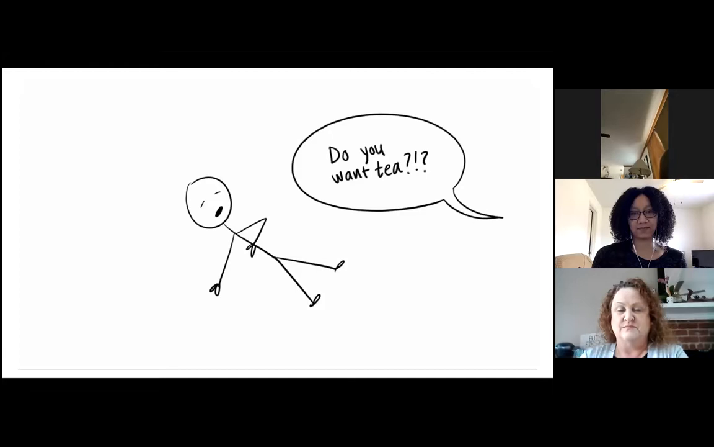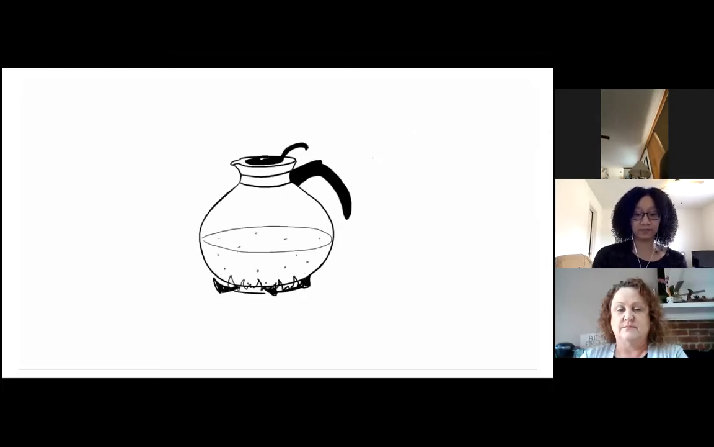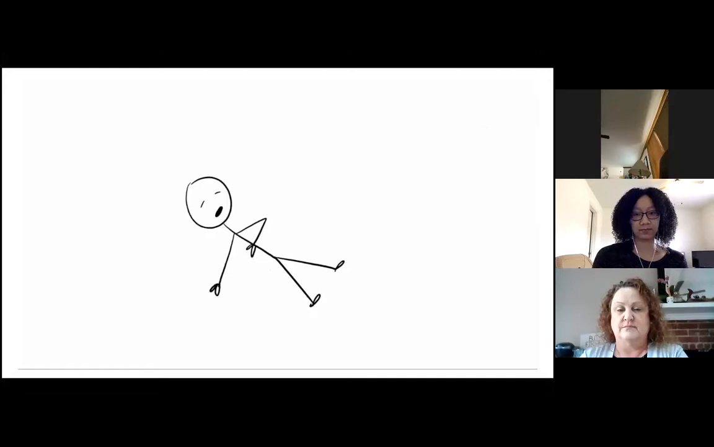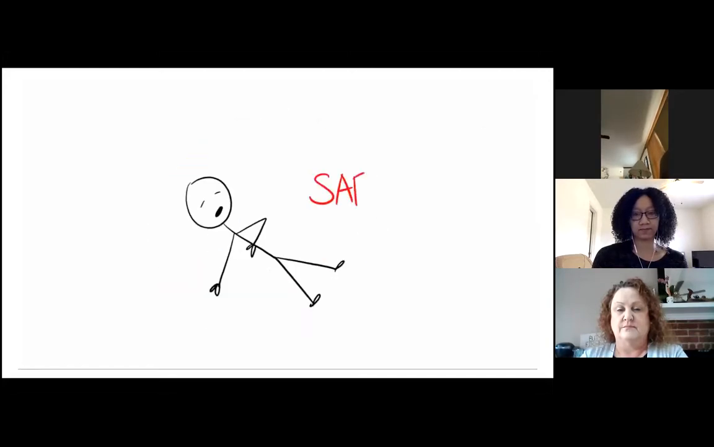Because they're unconscious. Okay, maybe they were conscious when you asked them if they wanted tea. And they said yes. But in the time it took you to boil the kettle, brew the tea, and add the milk, they are now unconscious. You should just put the tea down. Make sure the unconscious person is safe.